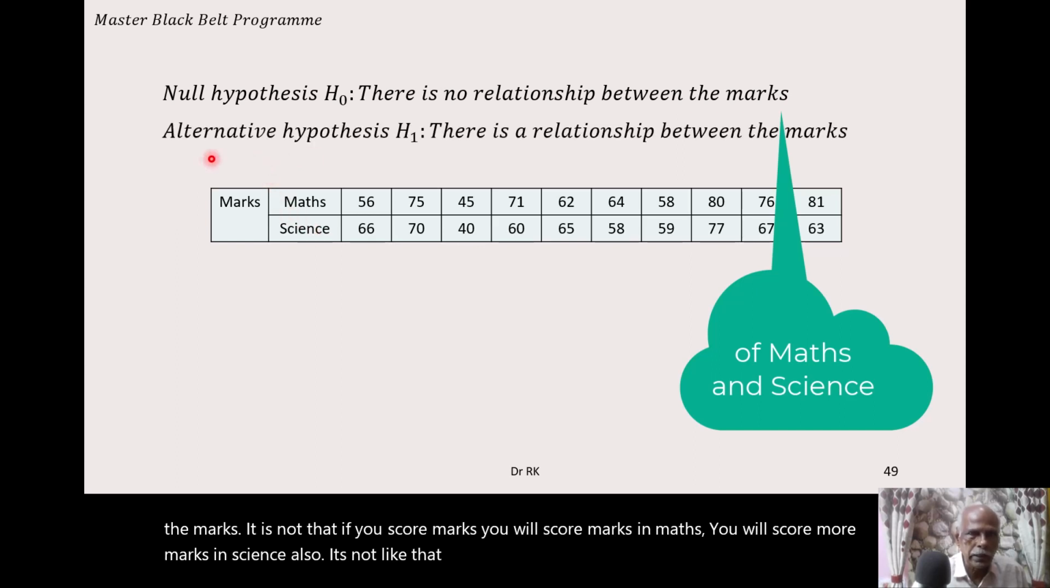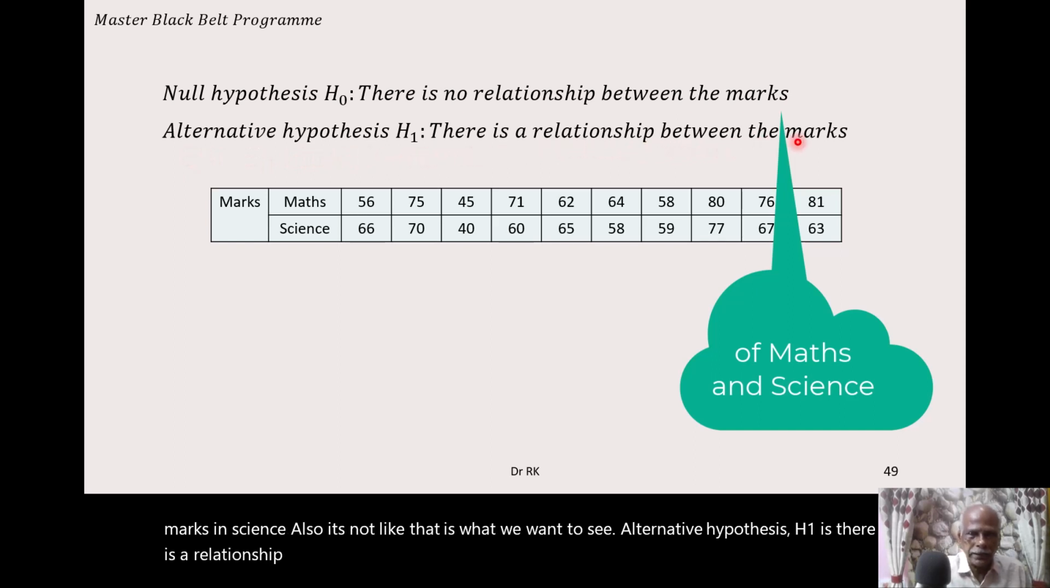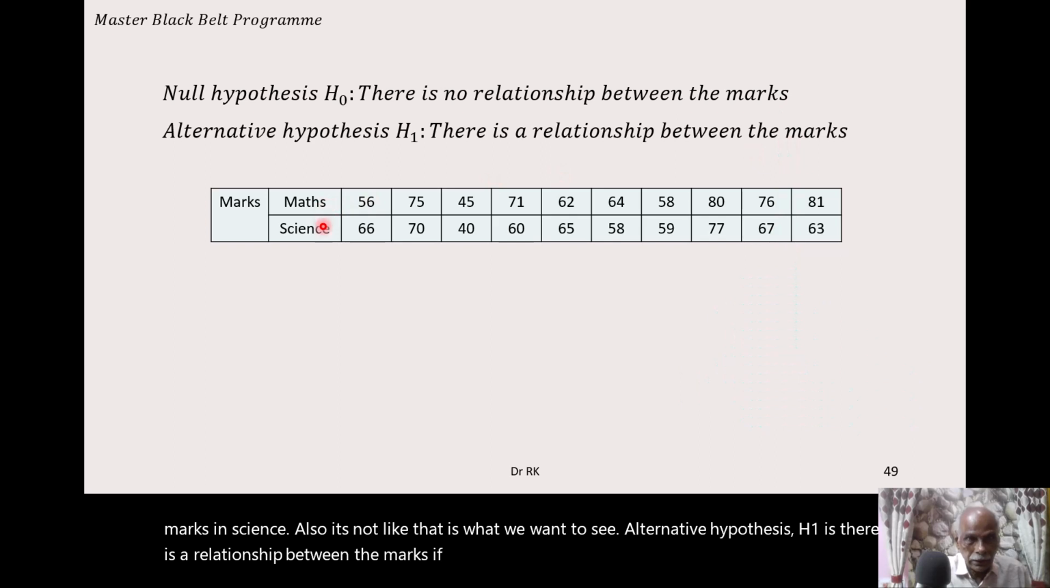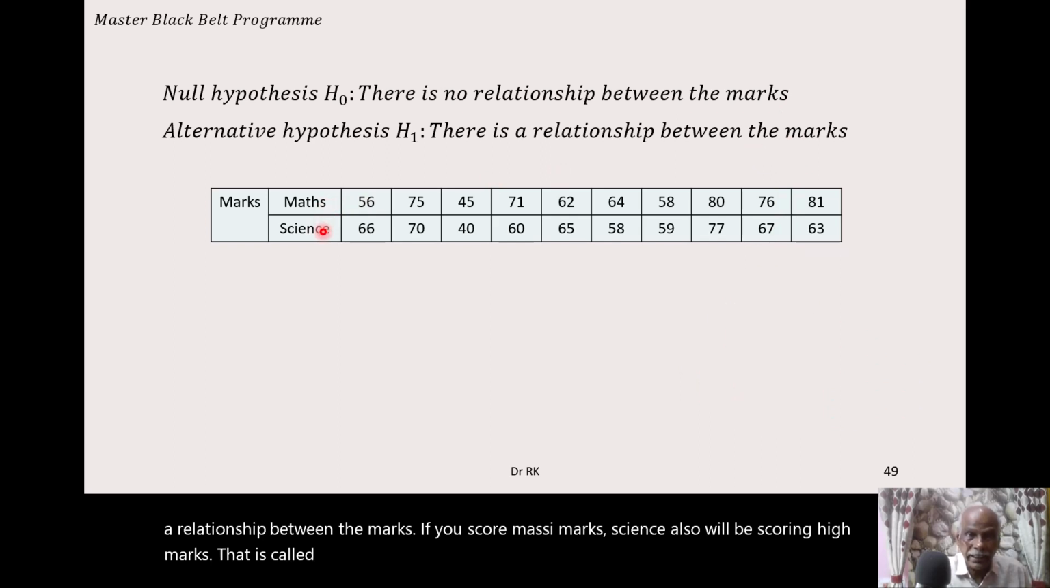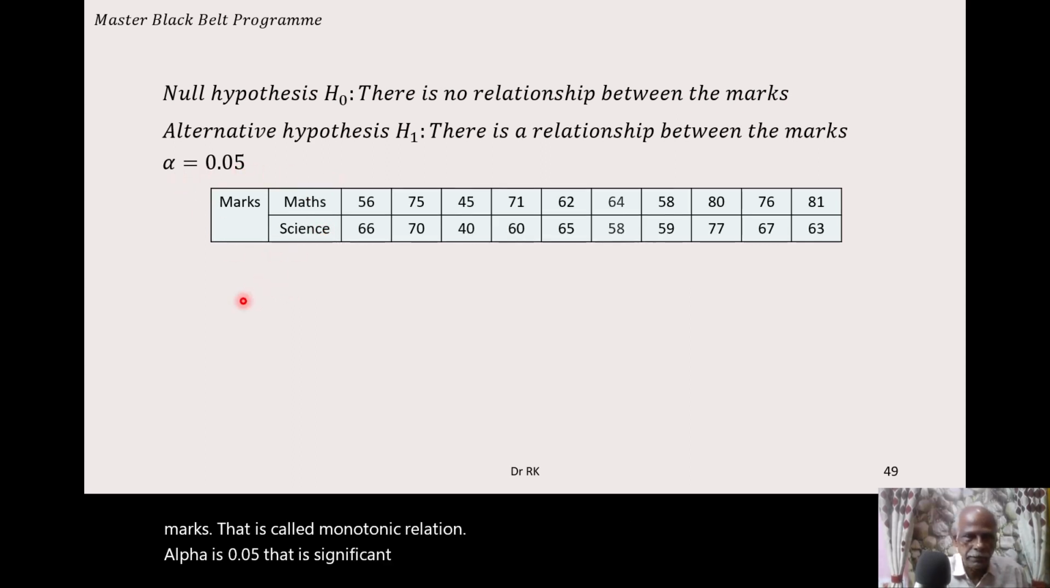That is what we want to see. The alternative hypothesis H1 is that there is a relationship between the marks. If you score high marks in maths, you will also score high marks in science. That is called a monotonic relation. Alpha is 0.05, that is the level of significance.